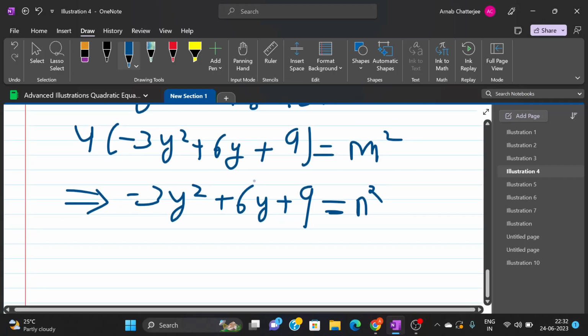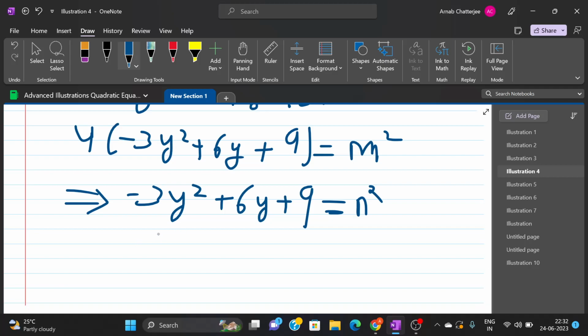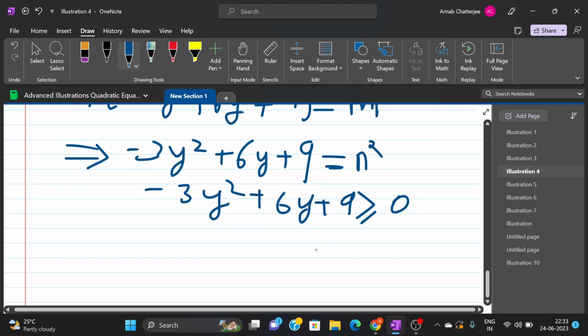Now, if this thing is a perfect square, this means that this quantity, minus 3y square plus 6y plus 9, should be greater than or equal to 0, right? This thing should be greater than or equal to 0.